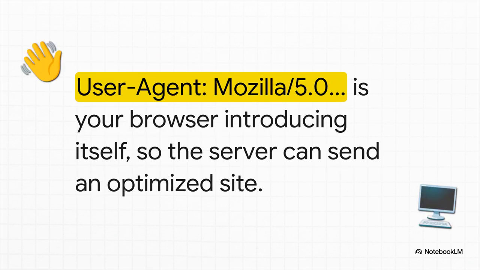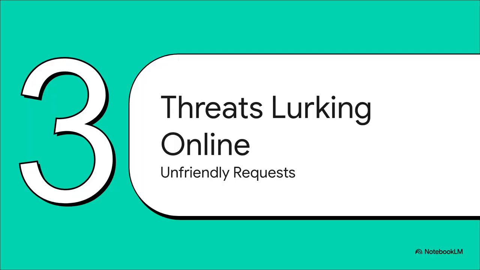And then there's this line, the user agent. This is basically your browser introducing itself. It's saying, hi, I'm a Mozilla browser, and I'm running on this kind of computer. And this is actually super useful because it lets the server send back a version of the website that's perfectly optimized for your specific browser, or even your phone. Pretty clever, right? So imagine this server just sitting there all day long, getting millions of these requests from all over the world.